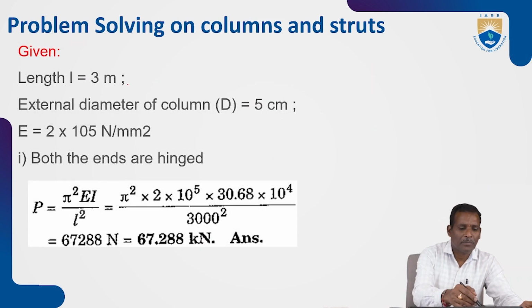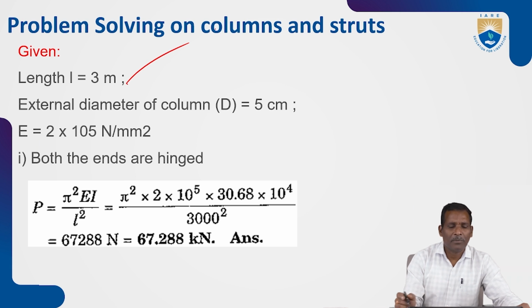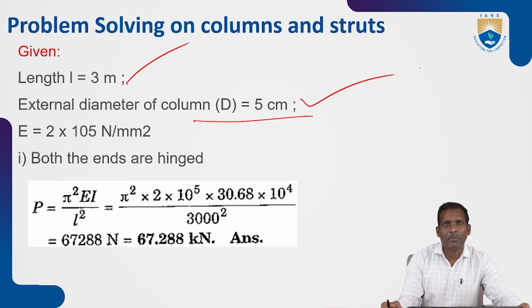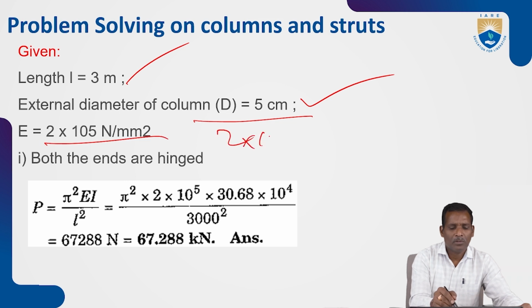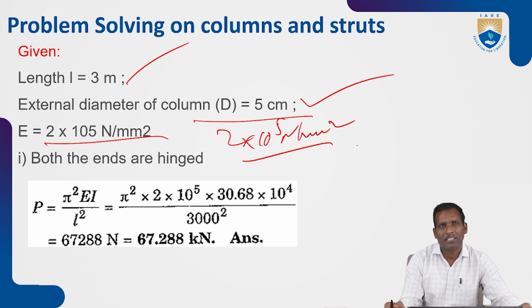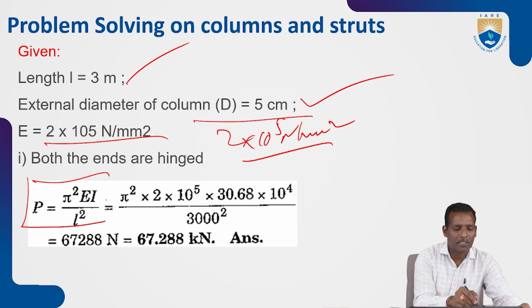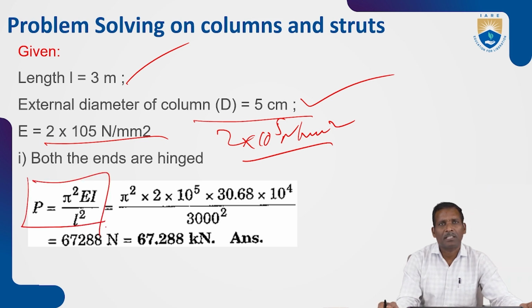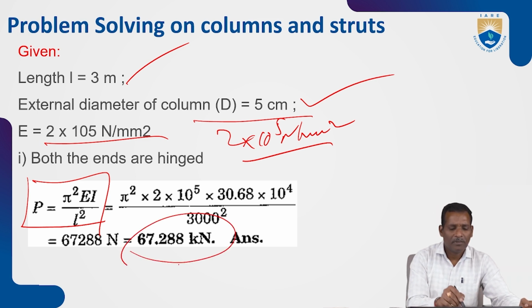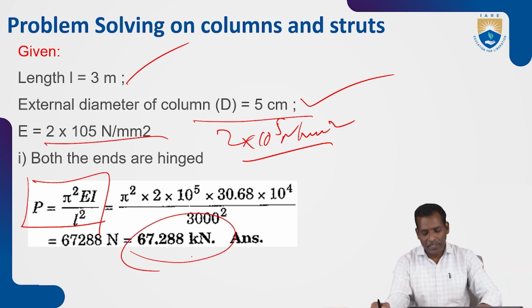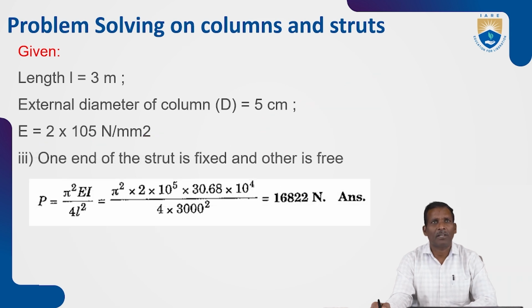So the length is 3 meters, the external diameter of the column is 5 centimeter, and E is 2 into 10 to the power of 5 Newton per mm square. So both the ends are hinged. When both ends are hinged, P is pi square EI by L square. So substitute the given values. You will get the value 67.288 kilonewton.